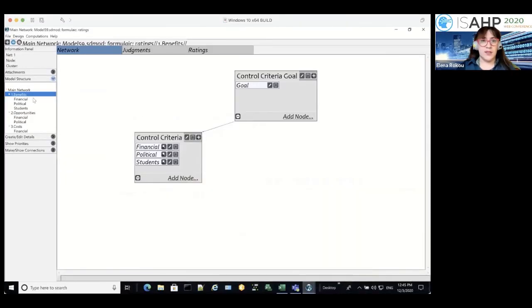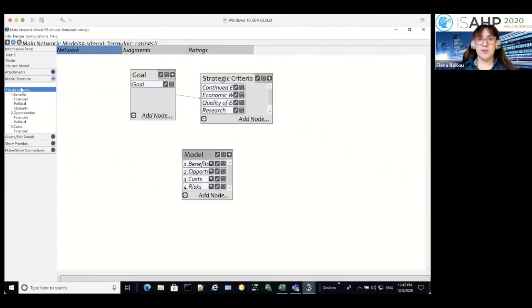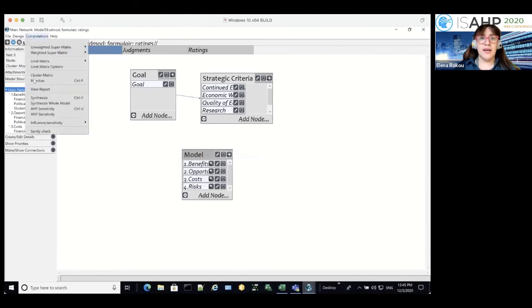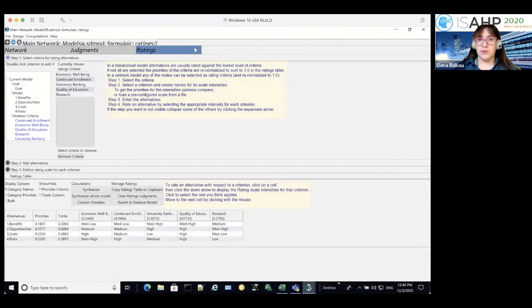I'm going to go over here to my Super Decisions to get the strategic criteria values this time. Here we are. If I am at the main network and I go to judgments, I will be able to see my strategic criteria priorities. And also, if I go to the ratings view, remember that I told you that we have a ratings model? Yes, at the top level over here, I have added all the strategic criteria as columns in my model.